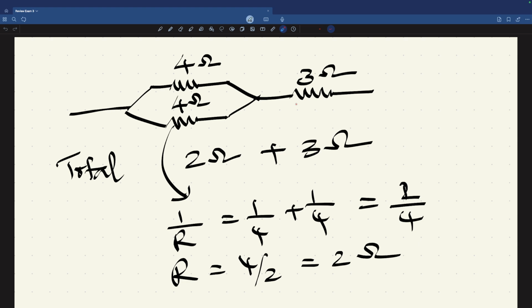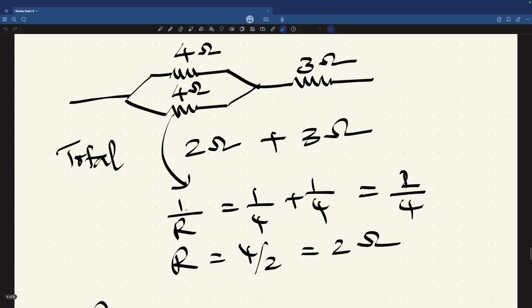So how do you calculate the total of these 3 resistances? First, you have to find the total of these two because they are in parallel. You have to use the formula 1 over R is 1 over 4 plus 1 over 4, which is 2 over 4. And then you have to flip both sides because it's 1 over R. That will give you R over 1, which I have not written because R over 1 is R. And then flip this side, so it's 4 over 2, which is 2.